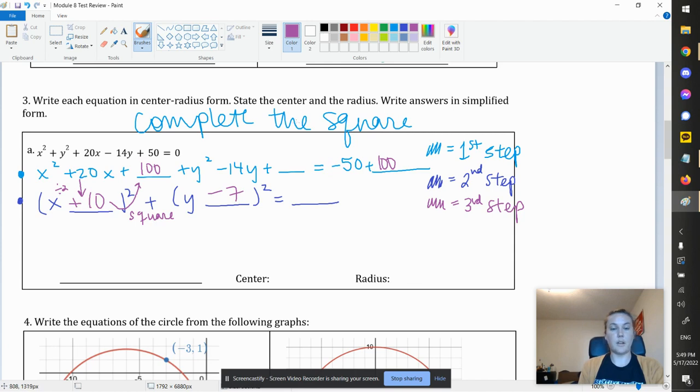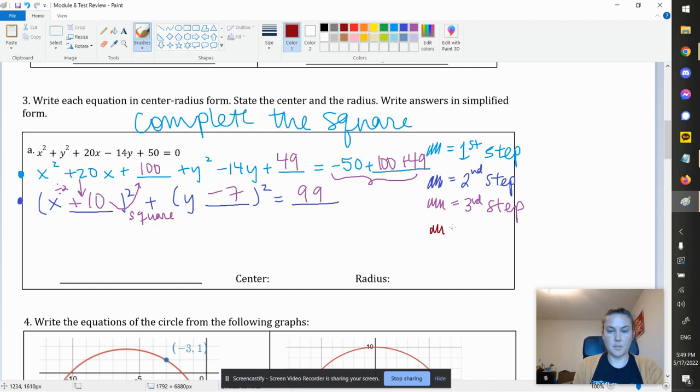Same thing, negative 14 divided by 2 is negative 7. Negative 7 squared is 49. I added 49 here, so I need to add 49 here. Now I plug this into a calculator. Negative 50 plus 100 is 50, plus 49 is 99.